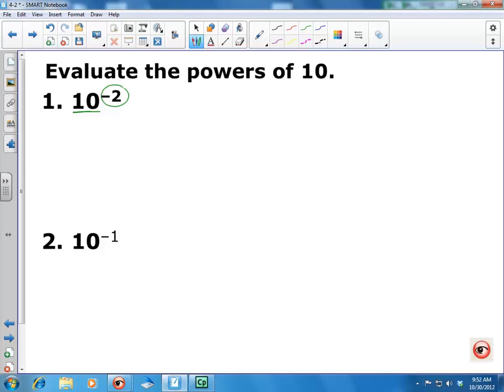So, in order to make this exponent of negative 2 into a positive 2, we're going to change that 10 into 1/10. And by changing that into a fraction, we've eliminated that negative exponent. So now we have 1/10 to the second power. Now to solve that, we do the same thing. It would just be 1/10 times 1/10.